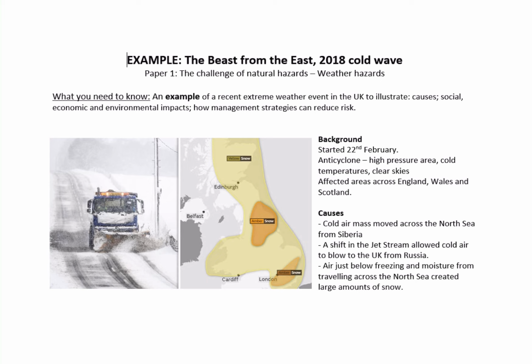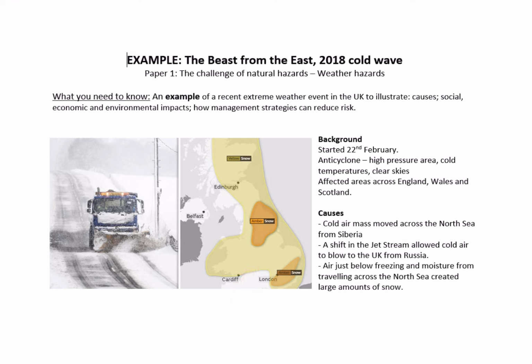So this is the one that started in 2018. It was the 22nd of February when this happened. Essentially, it was an anticyclone. So we had really high pressure, cold temperatures, clear skies. And if you look at the map that you can see on the screen here, you can see that it pretty much affected areas across England, Wales and Scotland.